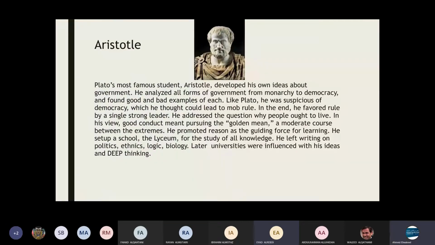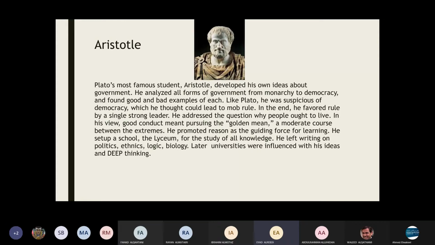Aristotle. Plato's most famous student, Aristotle, developed his own ideas about government. He analyzed all forms of government from monarchy to democracy and found good and bad examples of each. Like Plato, he was suspicious of democracy, which he thought could lead to mob rule. In the end, he favored rule by a single strong leader.